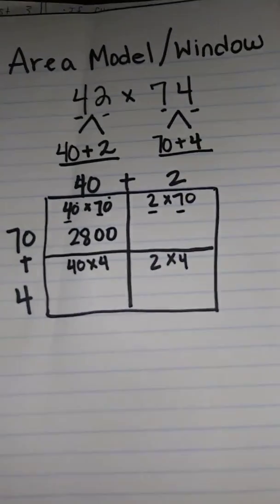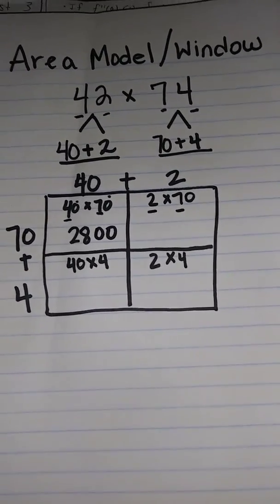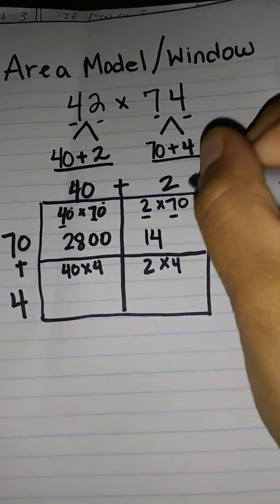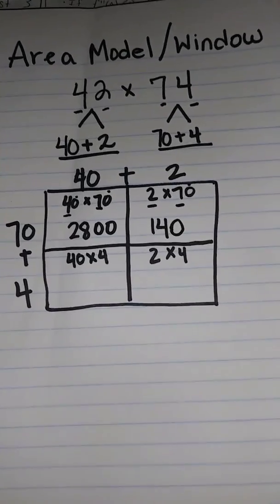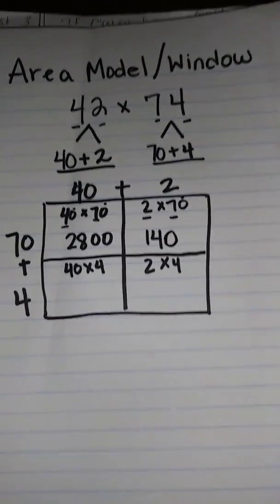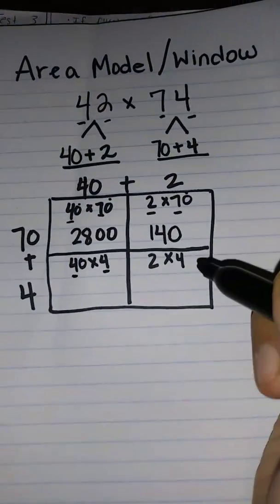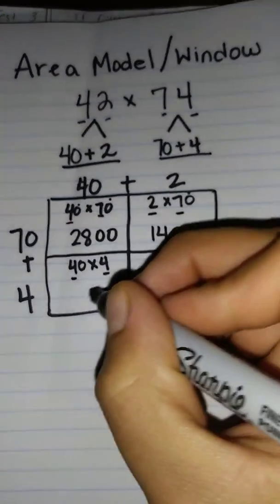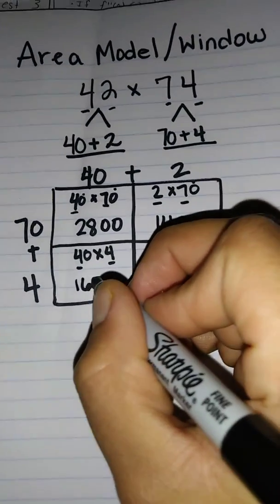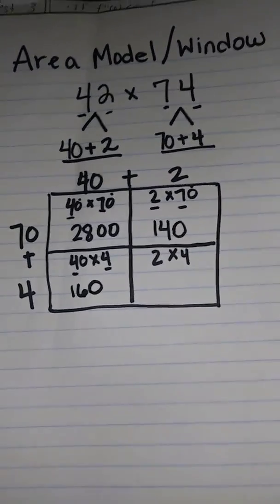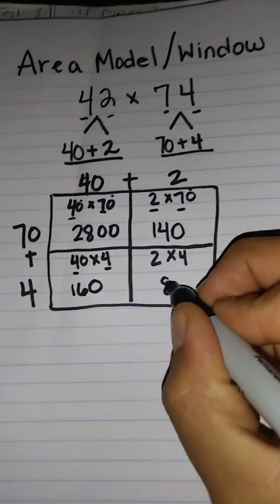Do the same thing in my second box. I have to multiply my numbers that are not zeros. So 2 times 7 is 14. And then count my zeros. I have 1 zero. Next thing, I'm going to do 40 times 4 because those are not zeros. So 4 times 4 is 16. And then count my zeros. 1 zero. And then last but not least, I have 2 times 4 is 8.